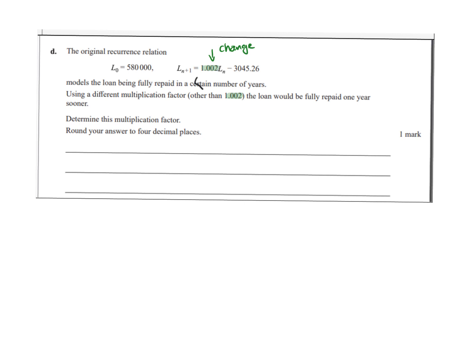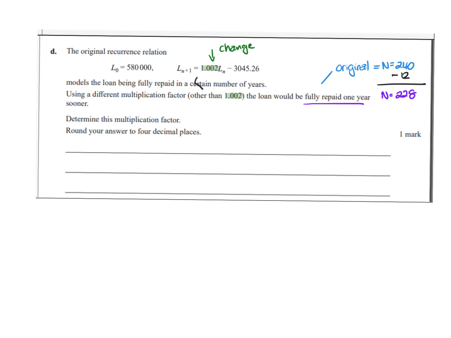So the original we saw was N equals 240. If it's 1 year earlier, that means you're going to minus 12 monthly payments. Does that make sense? And N would be 228, because it would be 1 year sooner. So this is going to be fully paid 1 year sooner. N must be 228. So it says determine the multiplication factor.